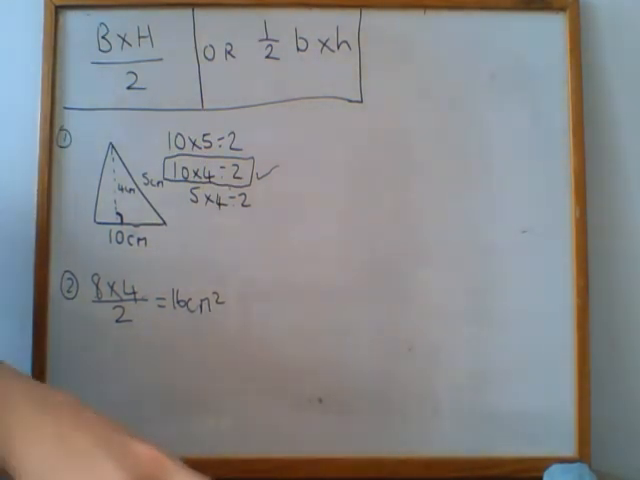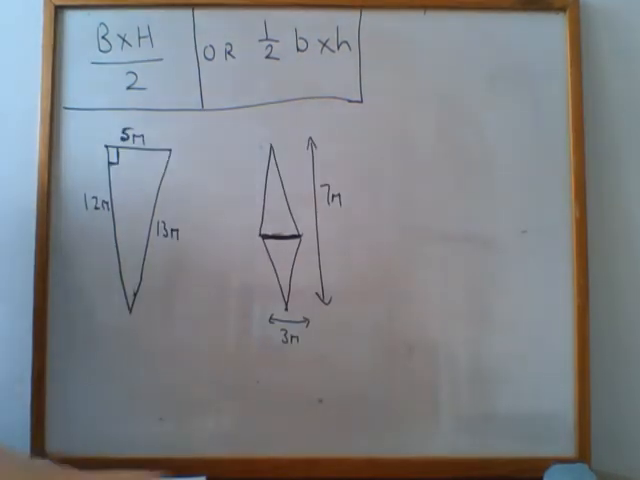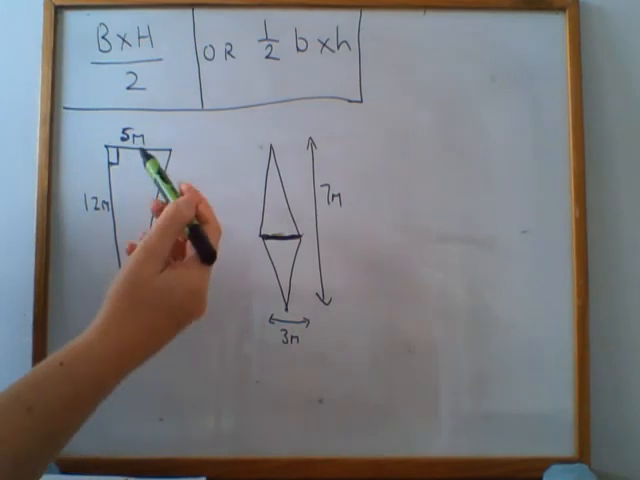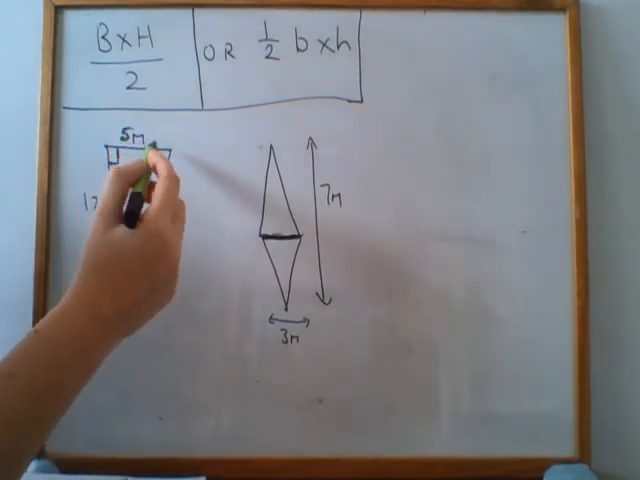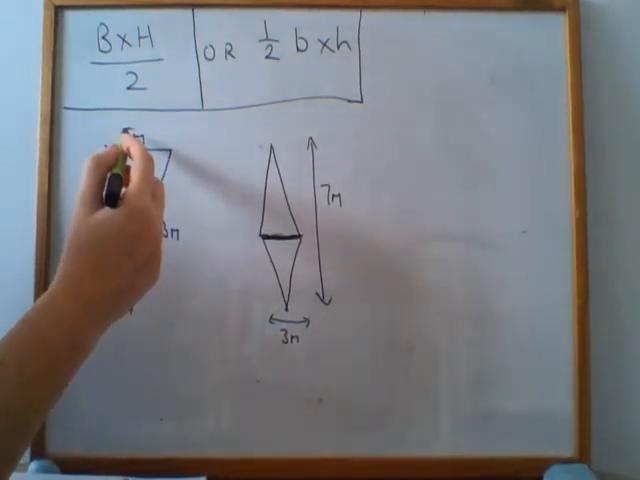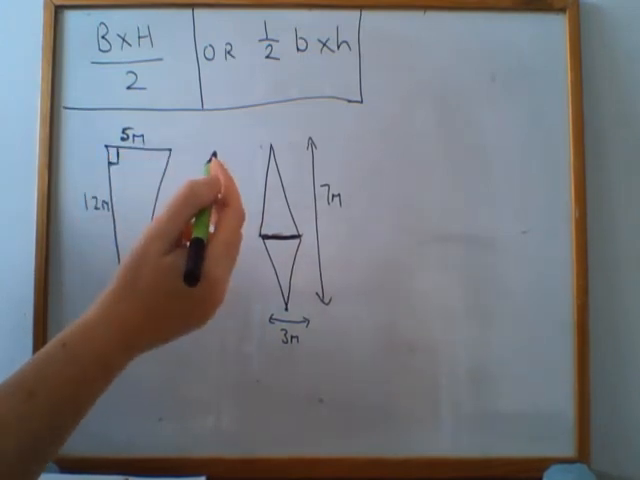Okay, we'll go through number 3 now. If we look at question 3, the first one on question 3, we are given a triangle here with 5 metres, 13 metres and 12 metres.